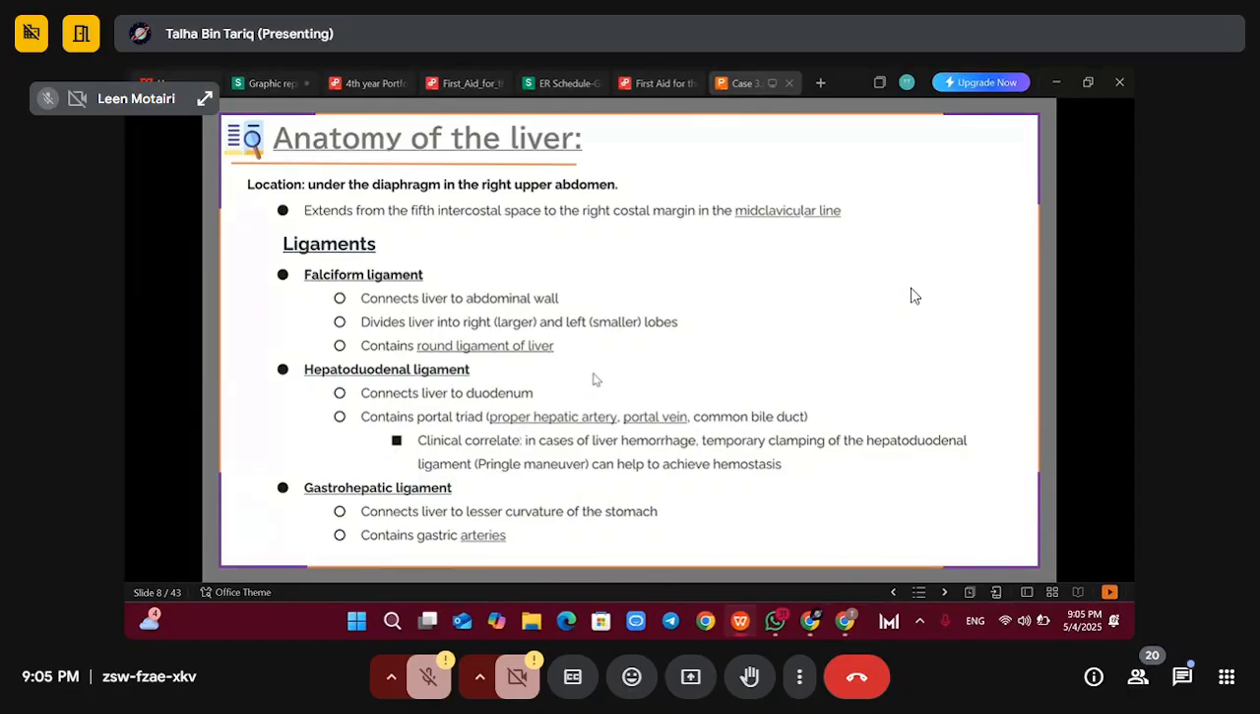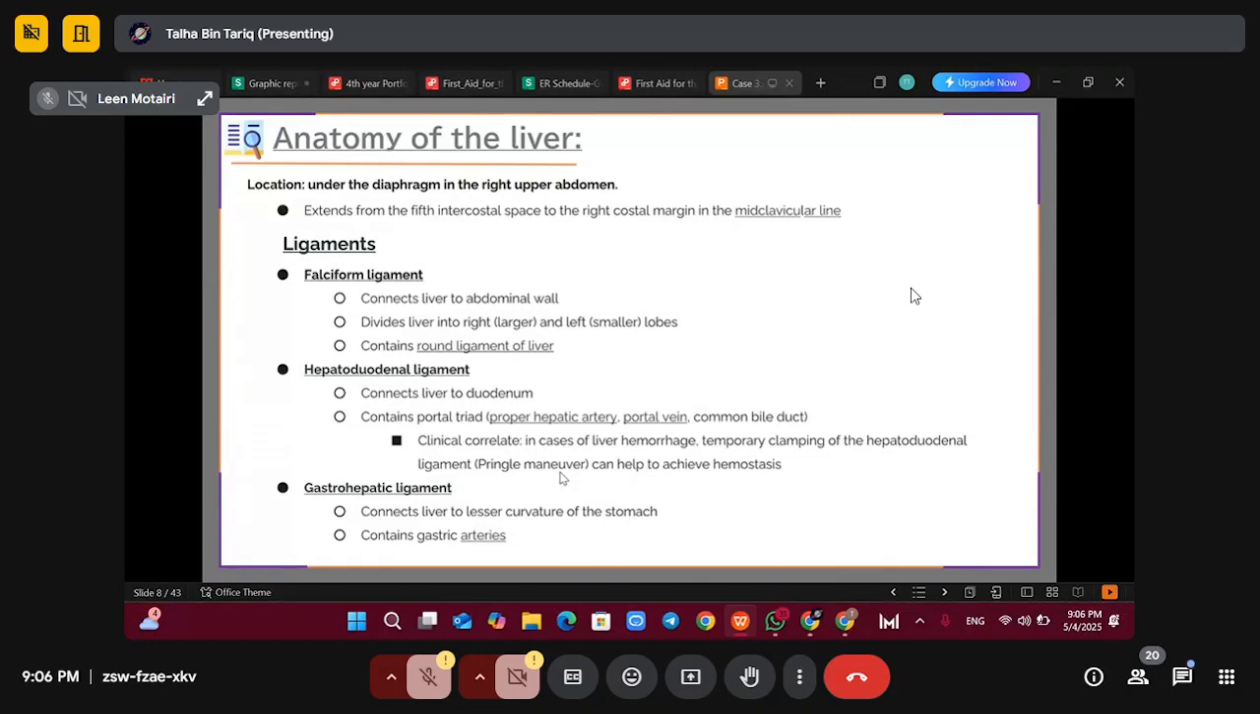Clinical correlate: at your level it might not be that important, but you can just know why the hepatoduodenal ligament is important clinically. Basically, whenever there is liver hemorrhage or excessive bleeding within the liver, how do you stop the bleeding? You temporarily clamp the hepatoduodenal ligament. Once you clamp the hepatoduodenal ligament, you are stopping the bleeding from the hepatic artery, or if the bleeding is from the portal vein, you are stopping the bleeding from these two vessels. This is known as the Pringle maneuver.